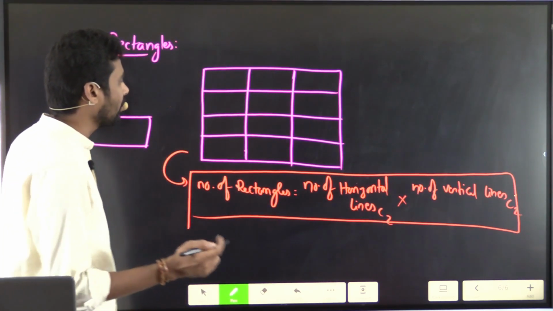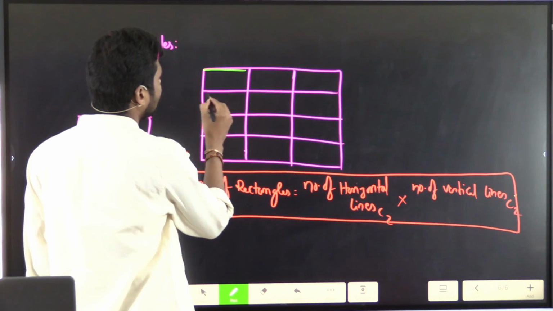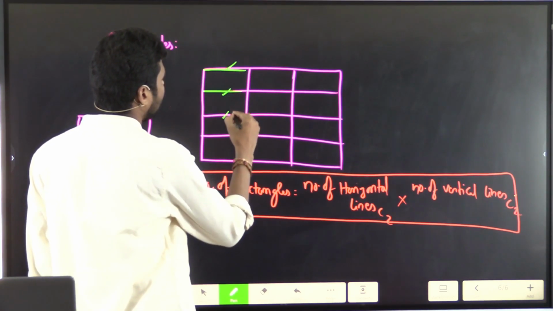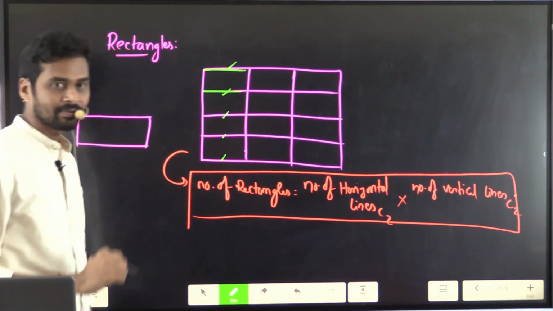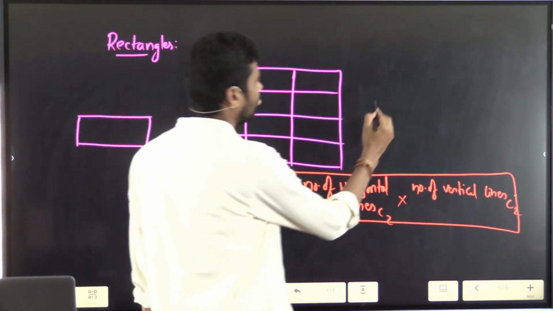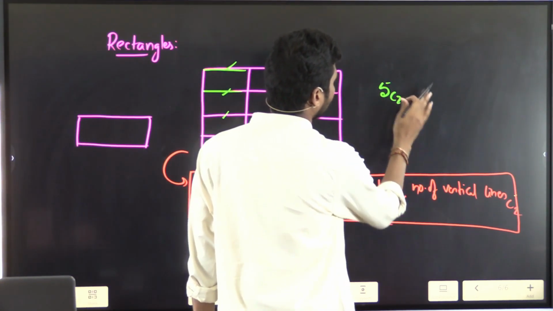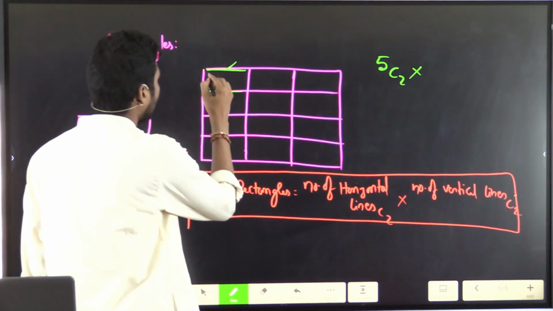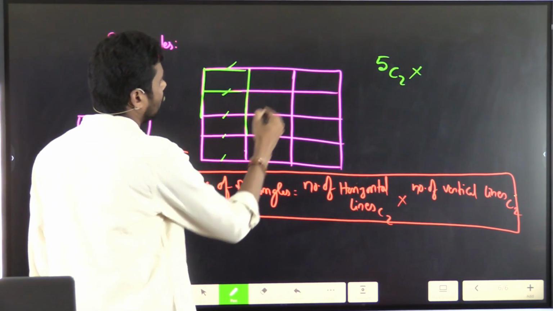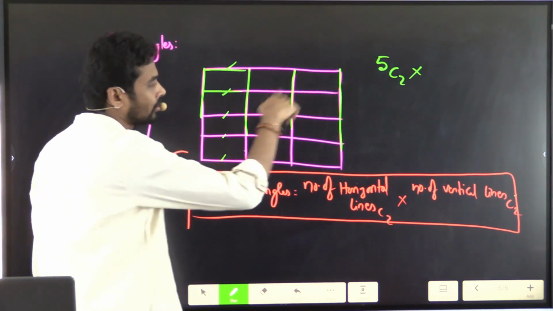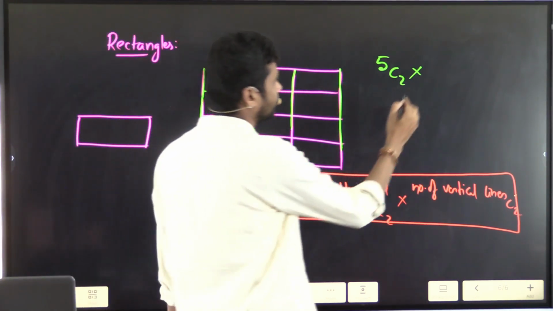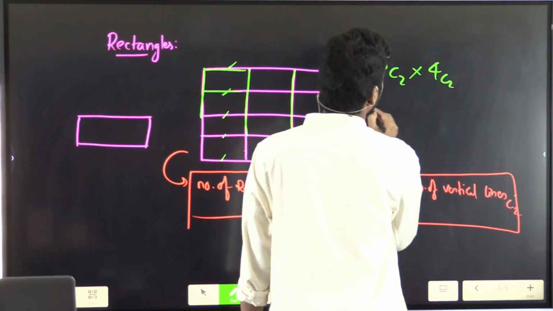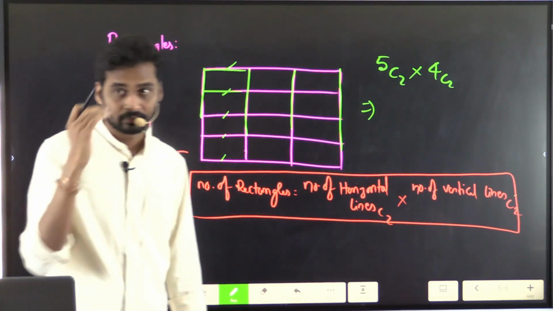First you count the number of horizontal lines. Horizontal lines means these lines: 1, 2, 3, 4, 5. How many horizontal lines do we have? 5. So the final answer is 5C2 into, how many vertical lines do we have? This is 1, 2, 3 and 4. So total vertical lines are 4C2. So it is 5C2 into 4C2.